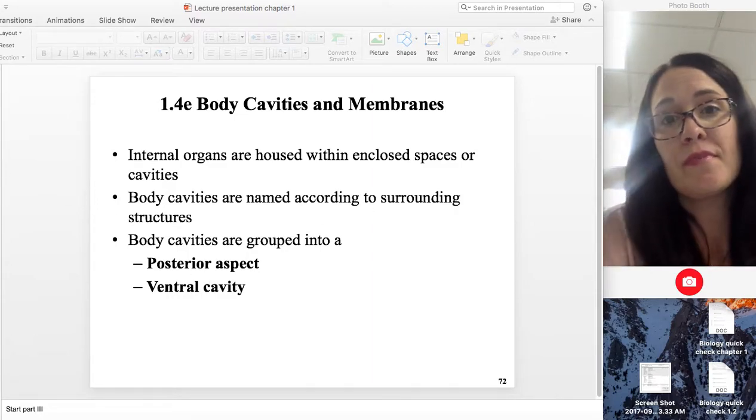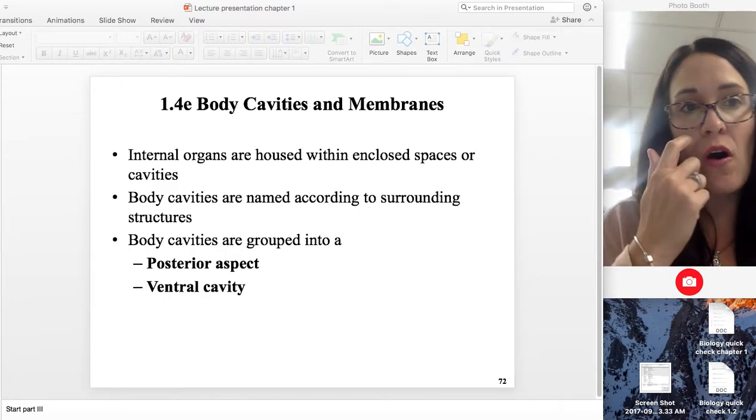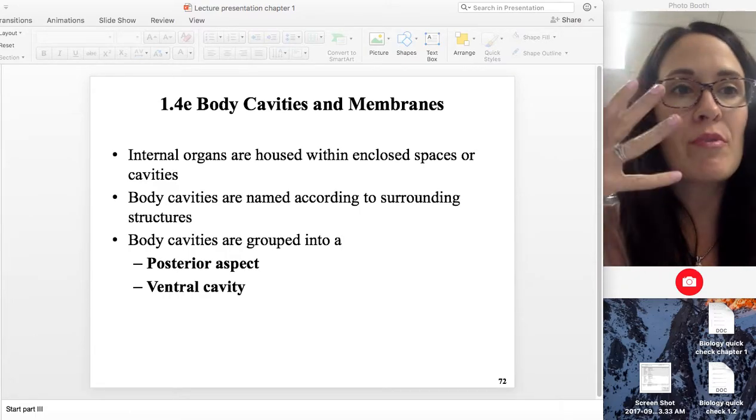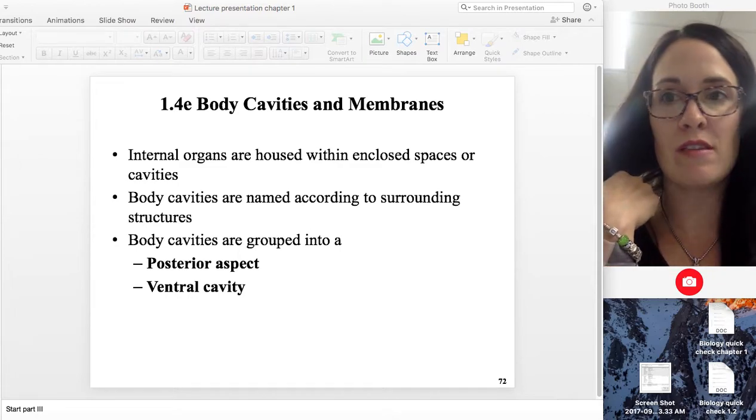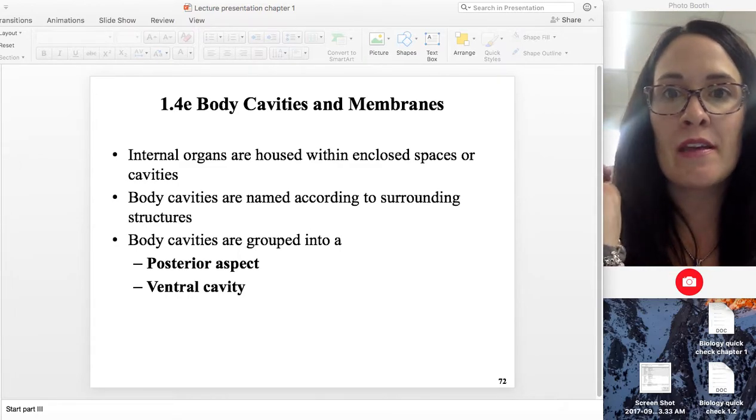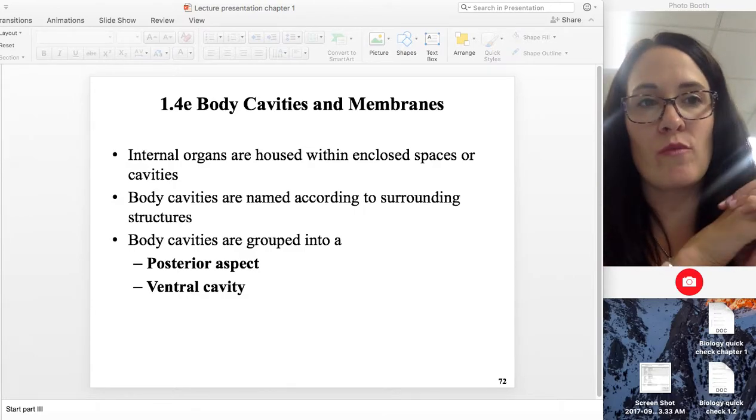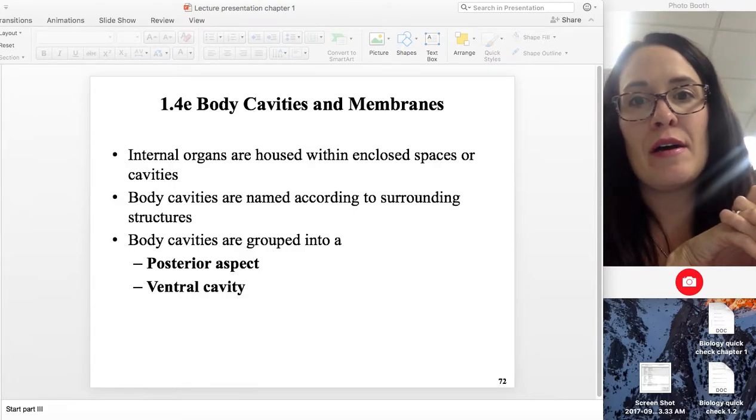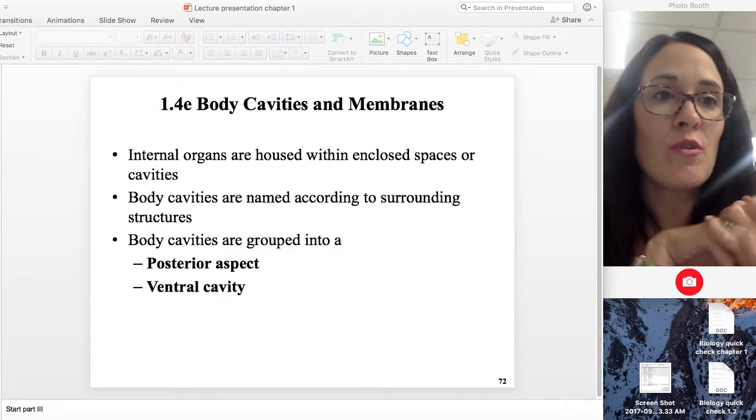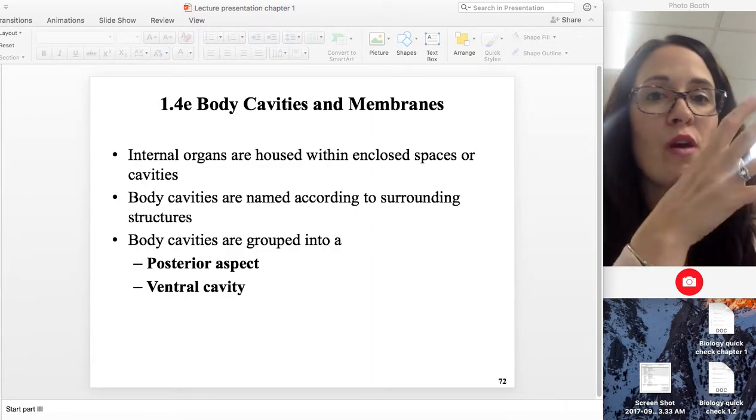This is about the body cavities of the body, what they're called, why they're called that, and the membranes that you can find within these body cavities or surrounding them. So, your internal organs are housed within spaces, or what are called cavities, and they're named according to the surrounding structures.